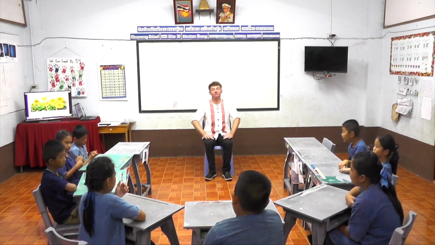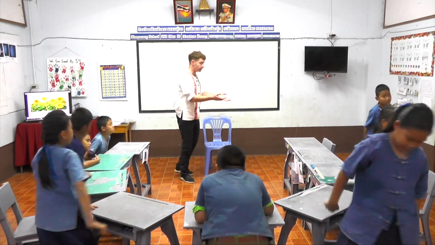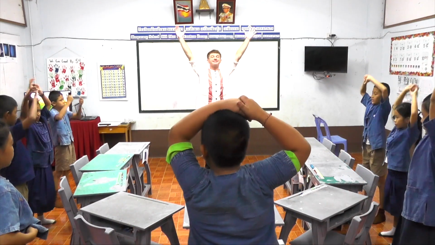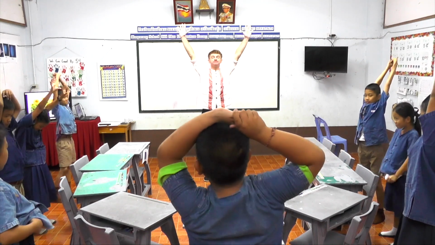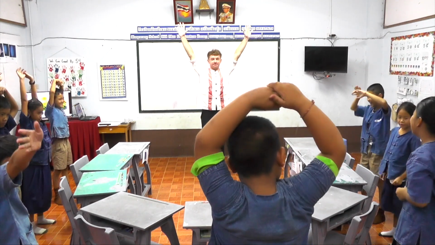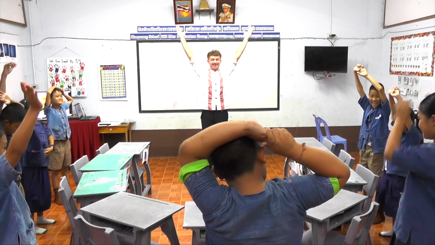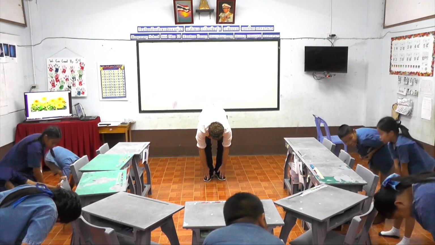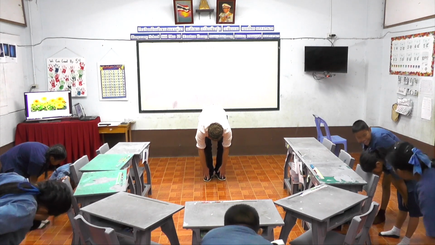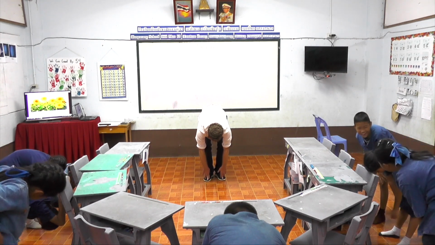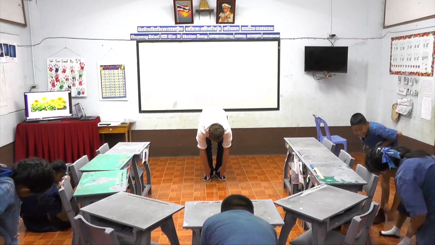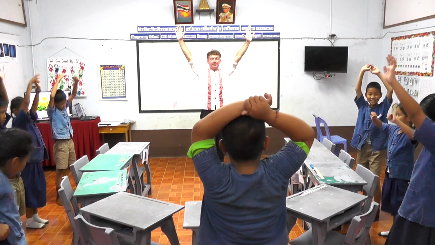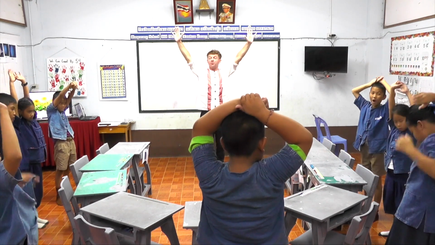Next, we'll do our stretch sequence. So let's stand up and push in our chairs. We'll begin by stretching up high to the sky. High as we can. And then let's go down low to touch our toes. And then we can go back up high again. And this time we can go tippy toe high.